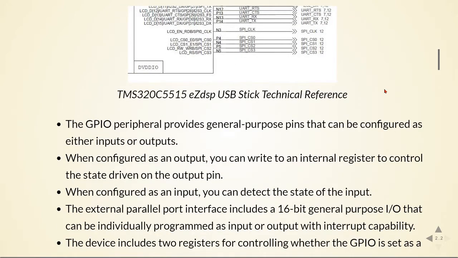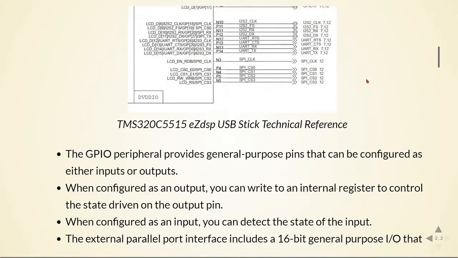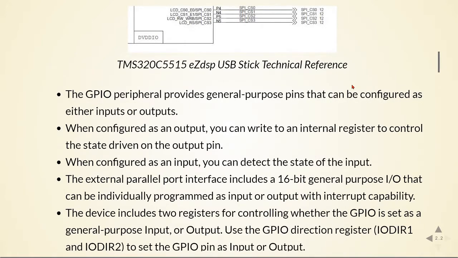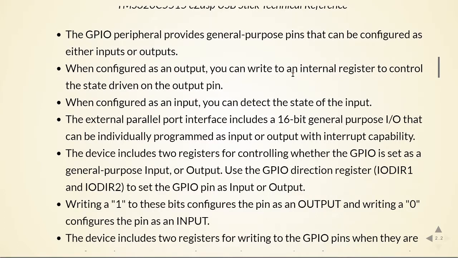So the GPIO peripheral on this C5515 provides general purpose pins that can be configured as inputs or outputs. So this is the GPIO. When configured as an output, you can write to an internal register to control the state driven on the output pin. When configured as an input, you can detect the state of the input. There are 16 bits of general purpose IOs that can be individually programmed as input or output, with some interrupt capability.